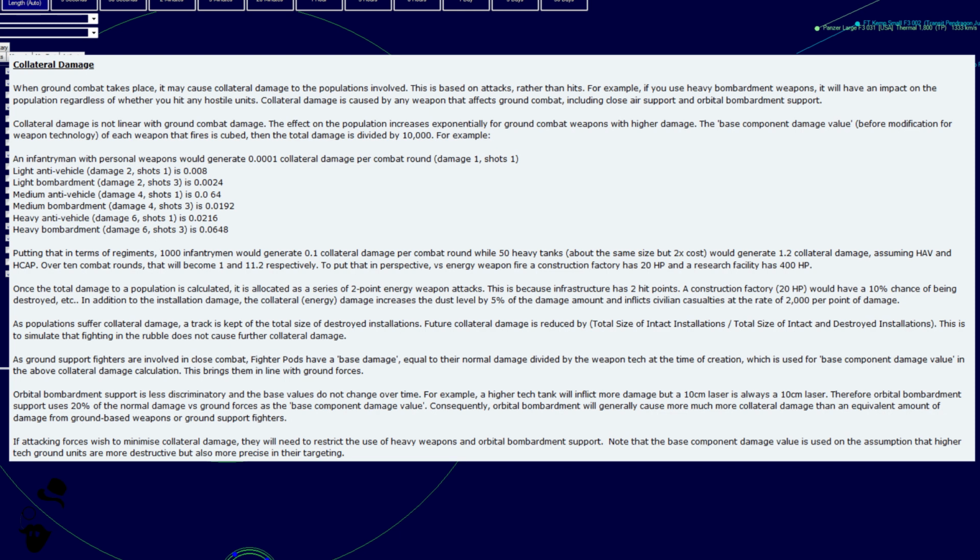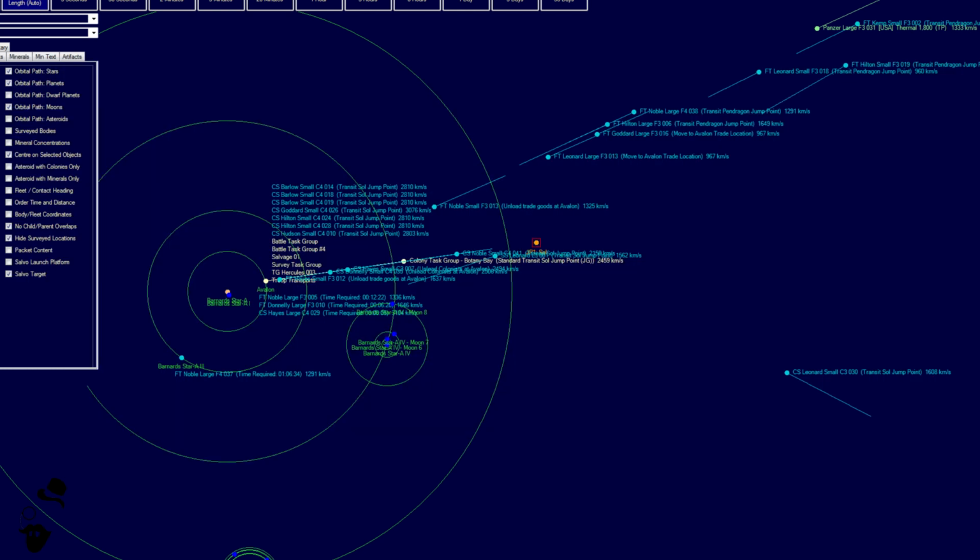Therefore, orbital bombardment support uses 20% of the normal damage versus ground forces as the base component damage value. Consequently, orbital bombardment will generally cause much more collateral damage than an equivalent amount of damage from ground-based weapons or ground support fighters. If attacking forces wish to minimize collateral damage, they will need to restrict the use of heavy weapons and orbital bombardment support. Note that the base component damage value is used on the assumption that higher tech ground units are more destructive, but also more precise in their targeting.